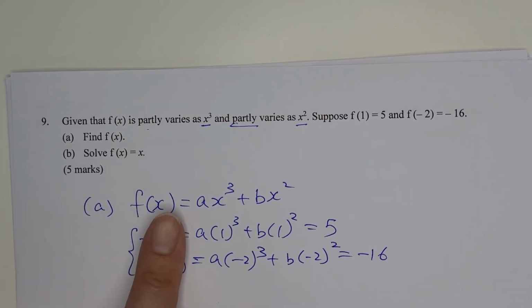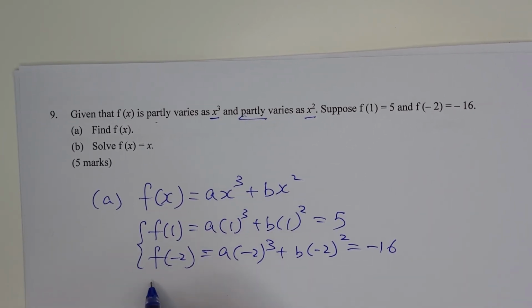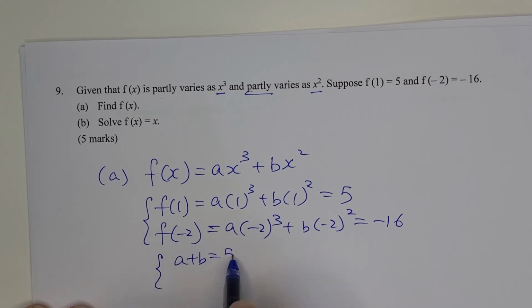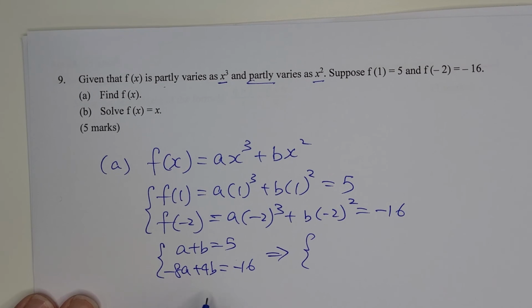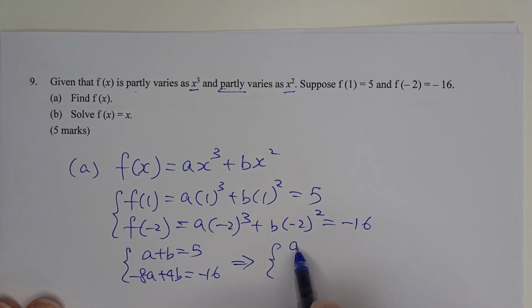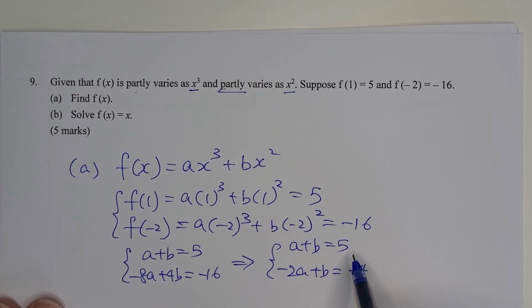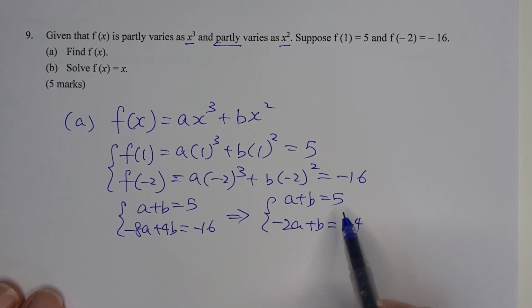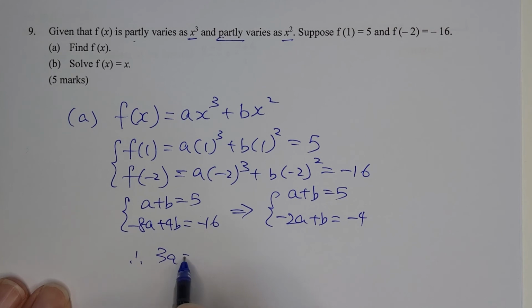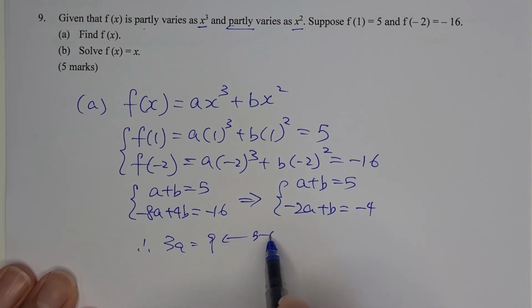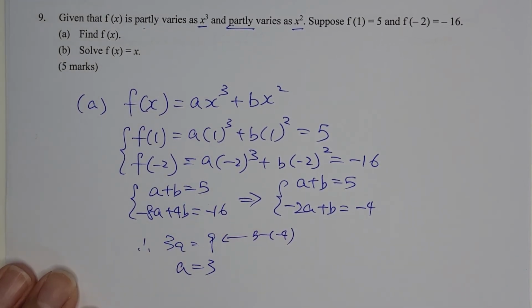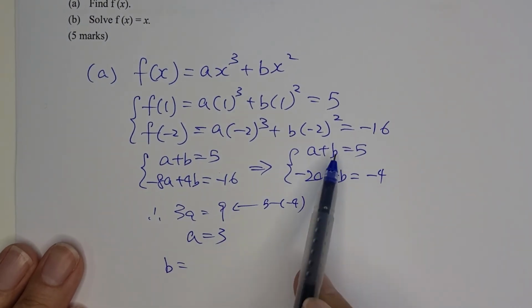Now, just look at these two equations and solve this, and you will get a plus b equals 5, negative a plus 4b equals negative 16. So for equation 2, both sides divided by 4. a plus b equals 5, and then negative 2a plus b equals negative 4. You just take the difference of these two equations, then you will get 3a equals 9. How do we get 9? 5 minus negative 4. So a equals 3.